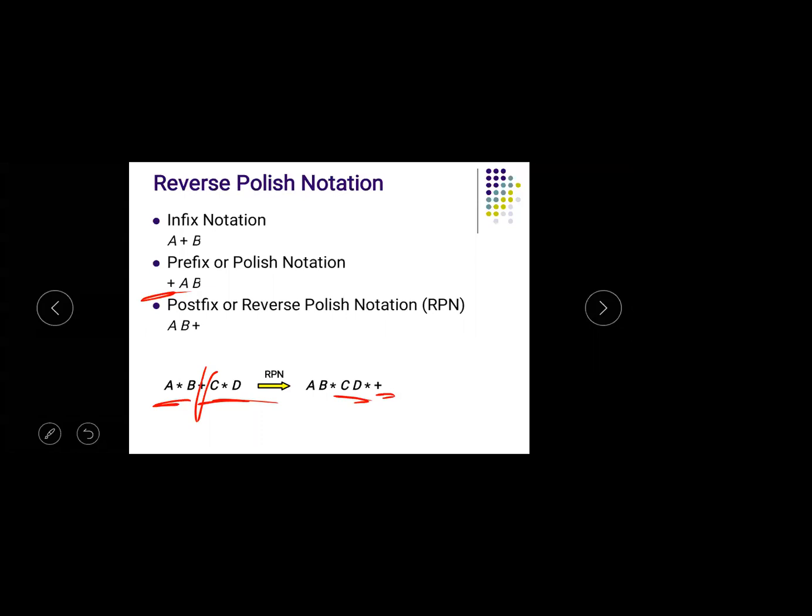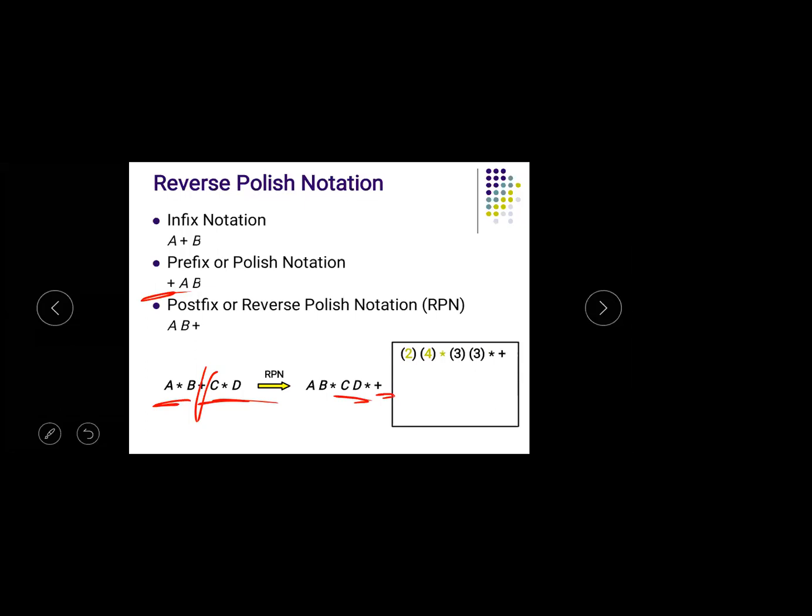If you want to execute any arithmetic expression using a stack, first the expression has to be converted to RPN notation. You have to convert it into RPN notation, and only then can you execute that expression by using the stack.